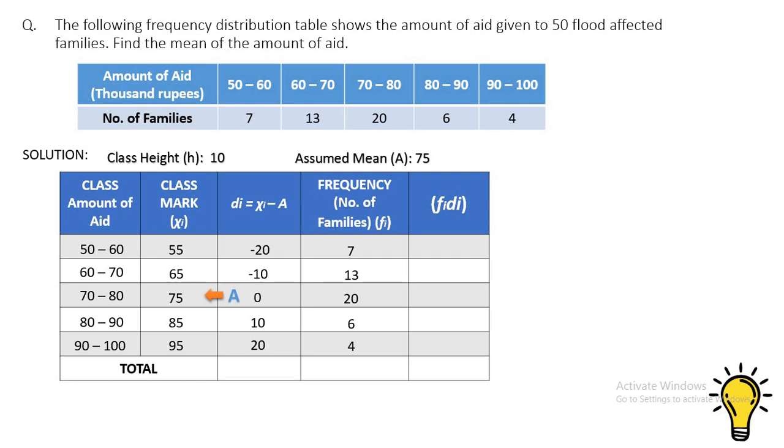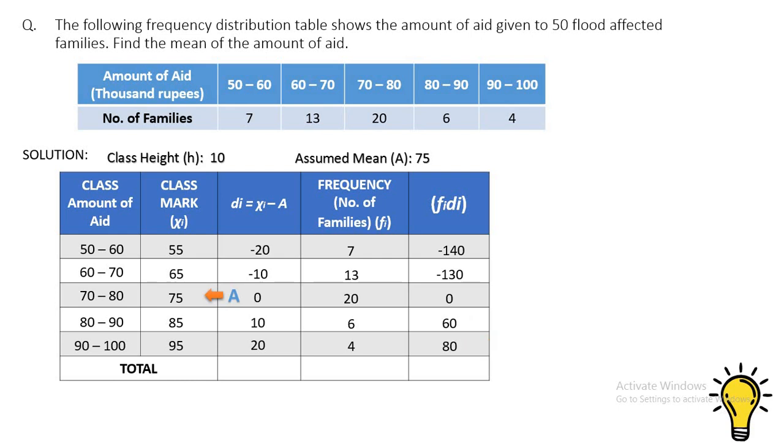Let's do the product. Let's do the multiplication. 7 into minus 20, you will get minus 140. 13 into minus 10 gives you minus 130. 20 into 0, anything multiplied to 0 is 0. 6 into 10 gives you 60 and 4 into 20 gives you 80.